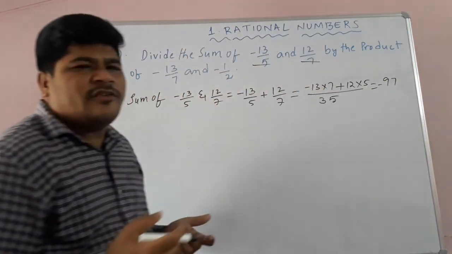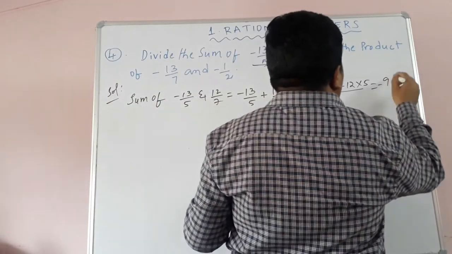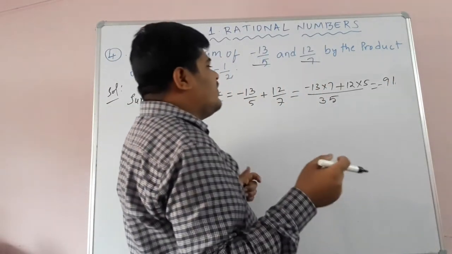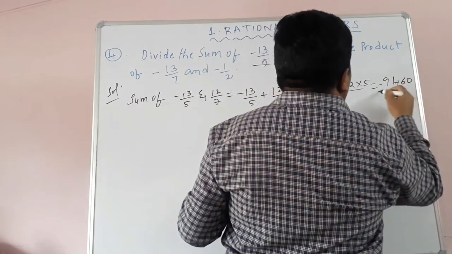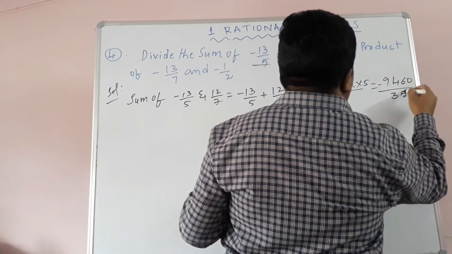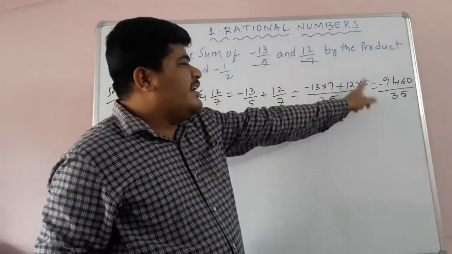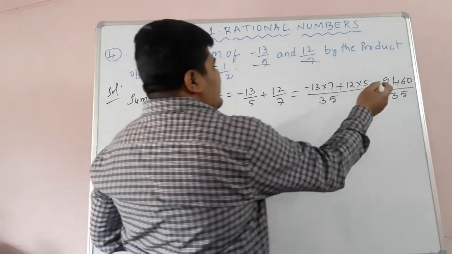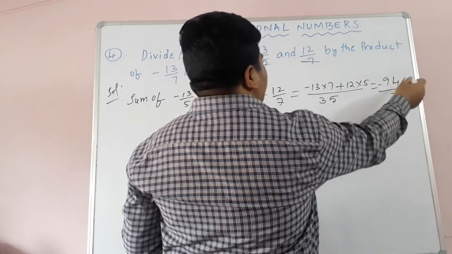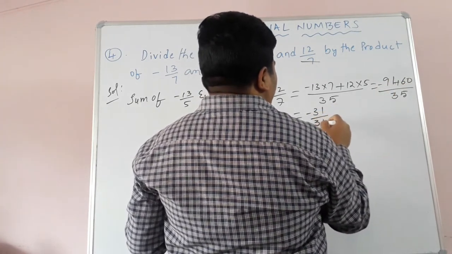So minus into plus is minus. So minus 91. Okay, 13 7s are 91. So minus 91 plus 12 5s are 60, children, by 35. Minus into plus is minus. So minus 91 plus 12 5s are 60, by 35. So children, minus 91 plus 60 value is minus 31 by 35.